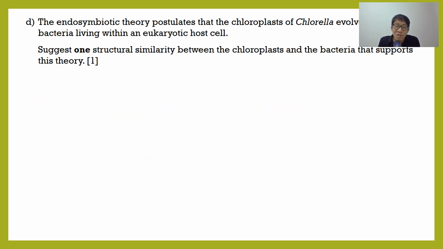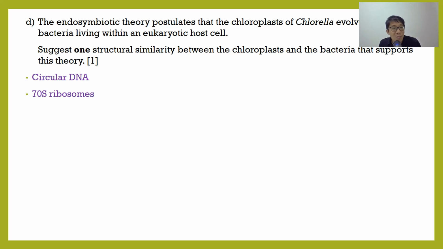Okay, then for part D, you will need to look for structures that are specific for bacteria. So once you see these structures, you know this must be a bacteria, and these structures, of course, must also be found in the chloroplast. That's how we can conclude that chloroplast used to be bacteria.